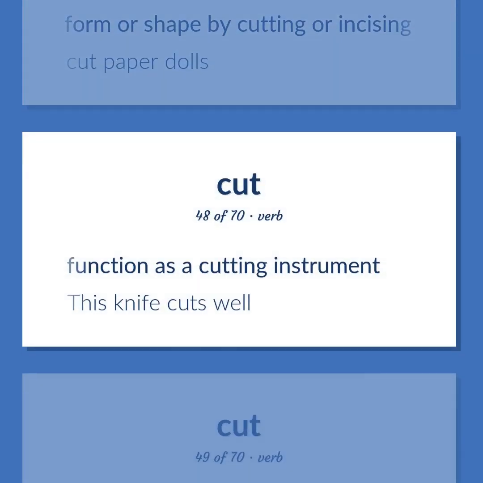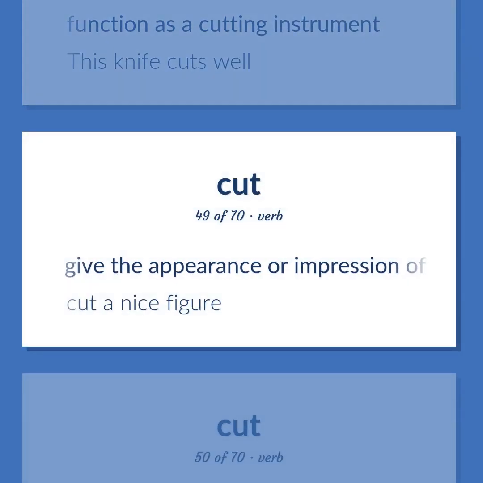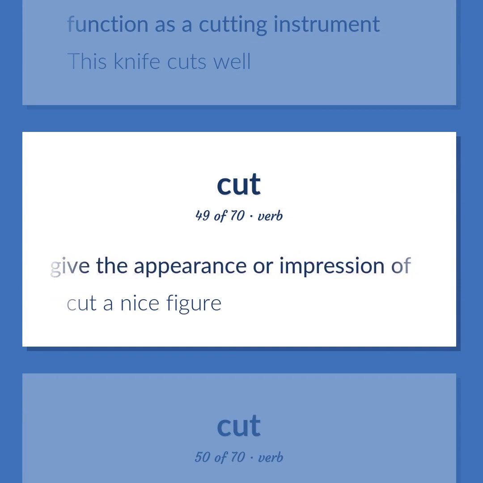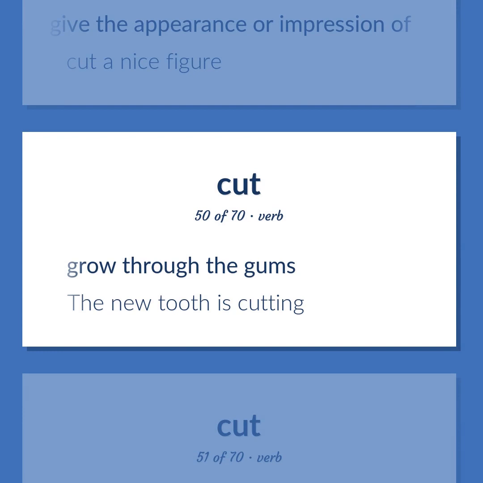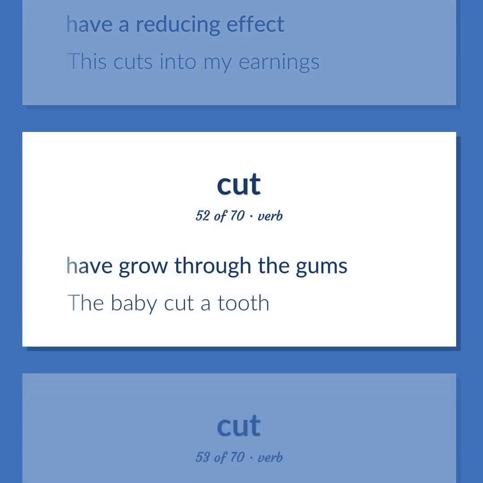Function as a cutting instrument. This knife cuts well. Give the appearance or impression of. Cut a nice figure. Grow through the gums. The new tooth is cutting. Have a reducing effect. This cuts into my earnings. Have growth through the gums. The baby cut a tooth.